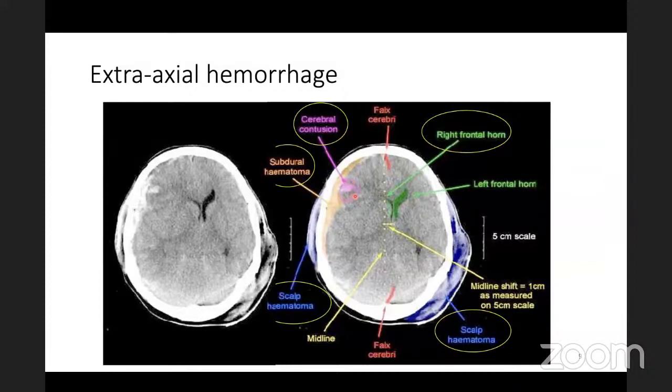And these hemorrhagic events have caused the shift of the midline, raising the intracranial pressure. That can be judged by seeing the falx cerebri. You can see that this layer of the dura, which is invested between both hemispheres, is slightly shifted to the left.